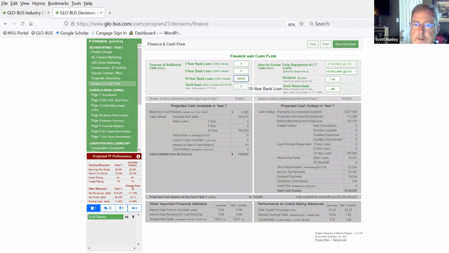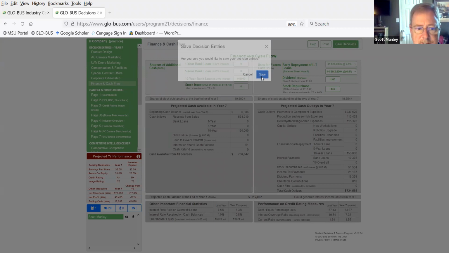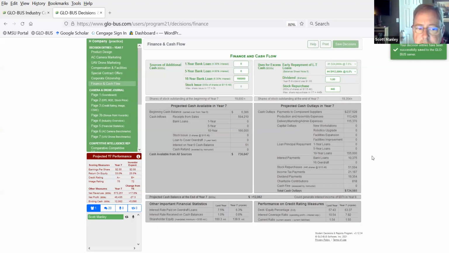Okay, so that's all my decisions, and I save it. Remember, the last save is the one that's actually uploaded to the server. I've actually improved my credit rating up to an A-, my return on equity at 33%. I feel pretty good about these decisions, so I'm going to let it go.